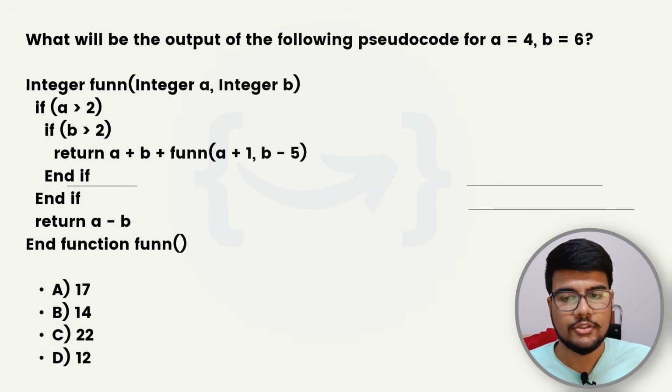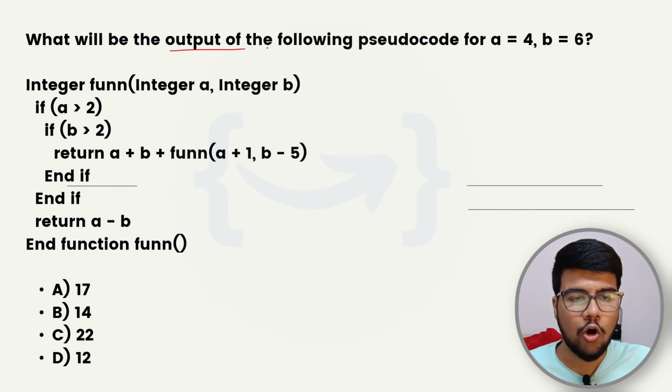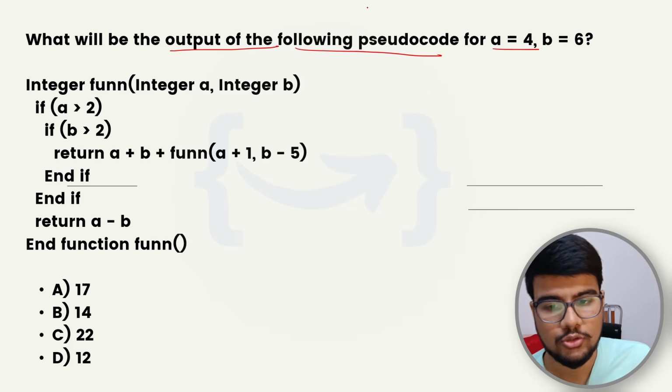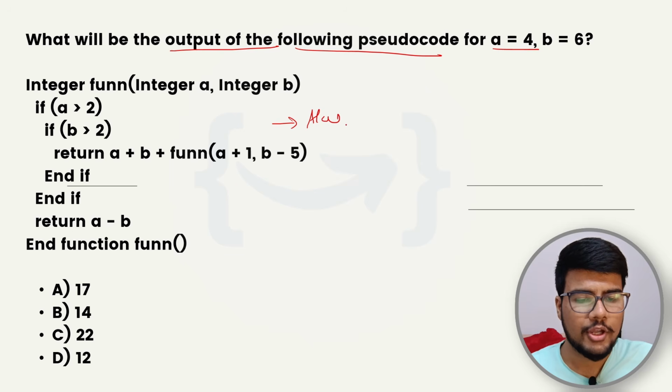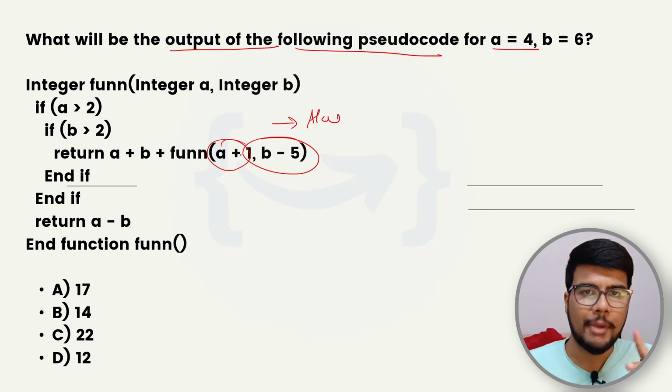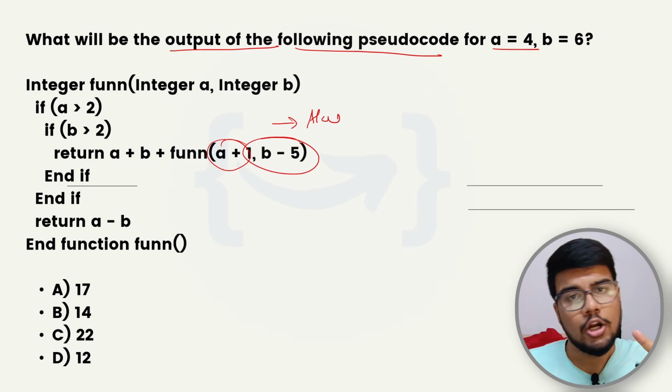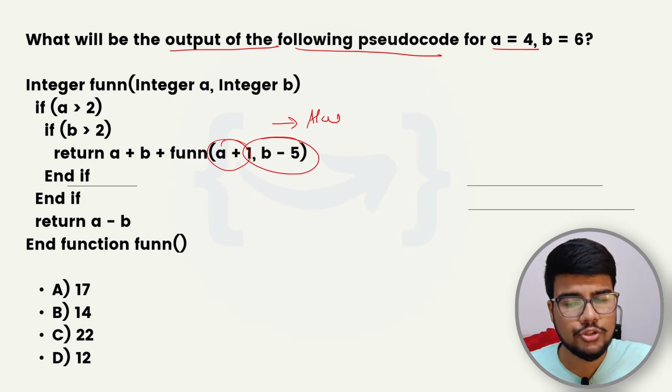So what will be the output of the following pseudocode for A equivalent to 4 and B equivalent to 6? I guess this question should be homework for you because it is the same recursion call here, where we need to process both the parameters. I guess we have done 2 questions of similar type. So this question is homework for you.